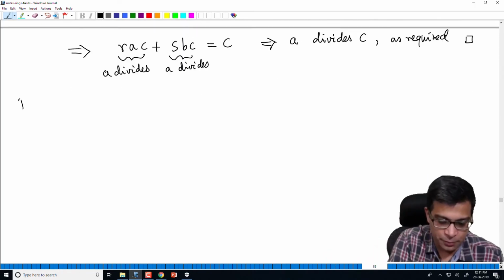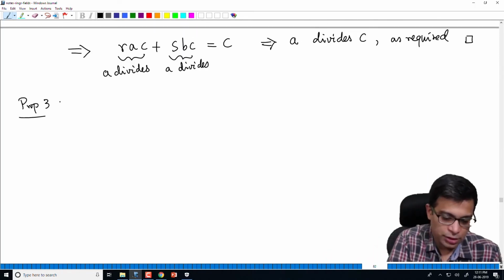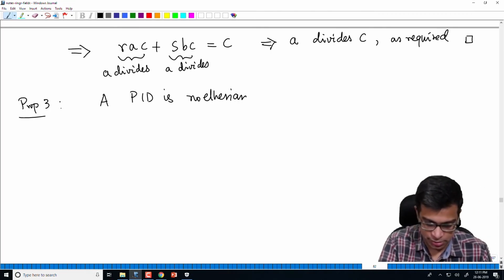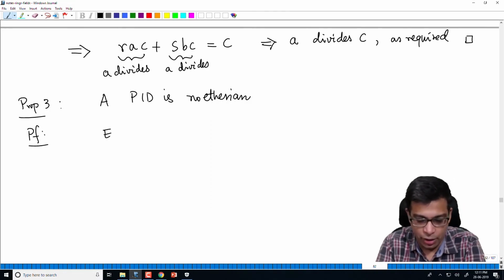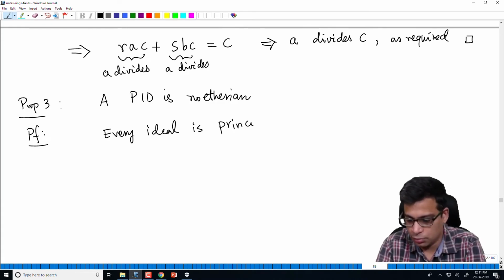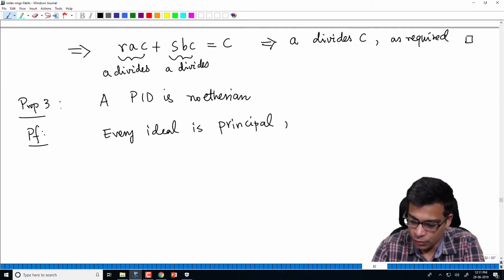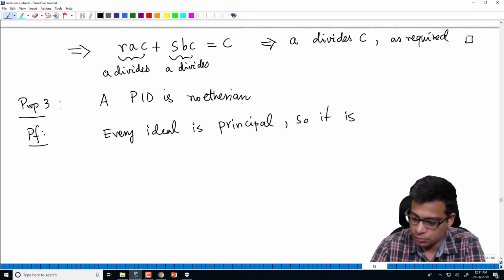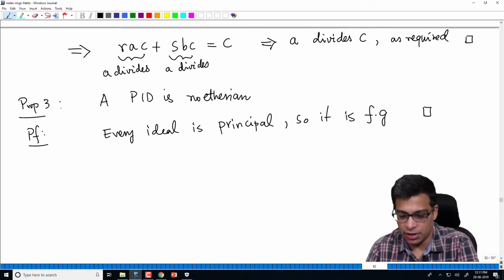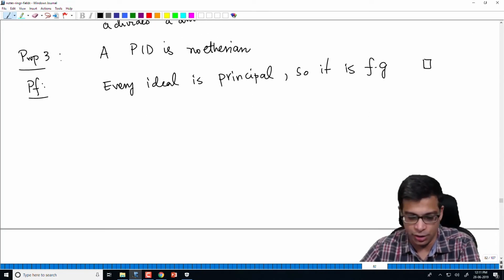Some other properties of PIDs is that a PID is Noetherian. This is very easy, right? This is a one-line proof. Every ideal of a PID is principal. So certainly it is finitely generated. Right? It's much stronger in fact than being finitely generated. So a PID is automatically Noetherian.